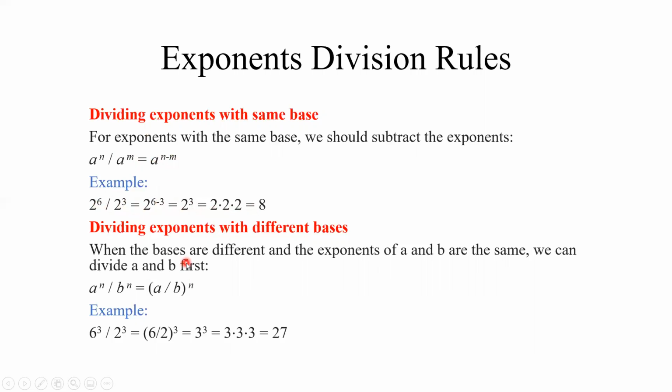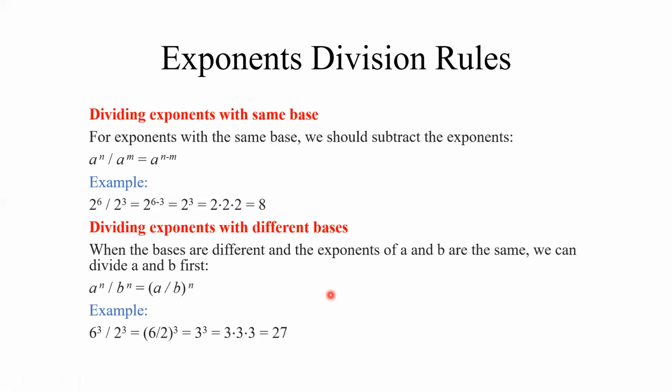Now, dividing exponents with different bases. What's going to happen when I have different bases but the same exponent? Okay, so guys, when I have different bases and the same exponent, I'm going to do this: a to the power of n divided by b to the power of n. As you can see, the n and n are the same. So I'm going to say a divided by b to the power of n. 6 to the power of 3 divided by 2 to the power of 3. I have the same exponents, 3 and 3. So I'm going to divide 6 by 2 to the power of 3. So 6 divided by 2, and to the power of 3, guys, that is 3 to the power of 3. That is 27.